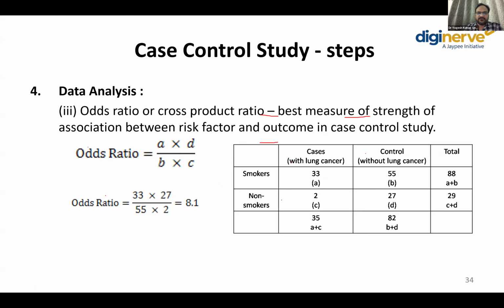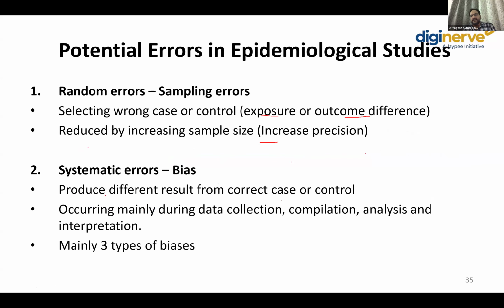Now, next are the potential errors in epidemiological studies. So what are the potential errors? Number one is the random error. Number two is the systematic error. Random error is called sampling error. Systematic errors are called bias. So random error is not bias. Random error is the sampling error. Systematic errors are the bias.